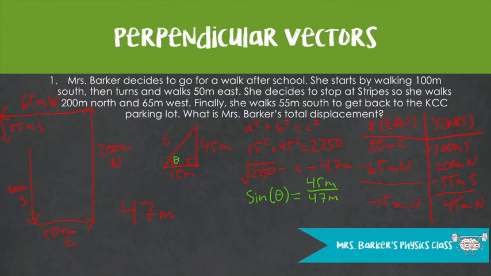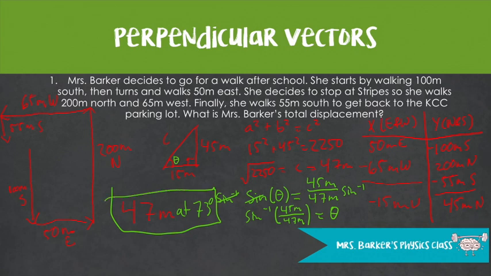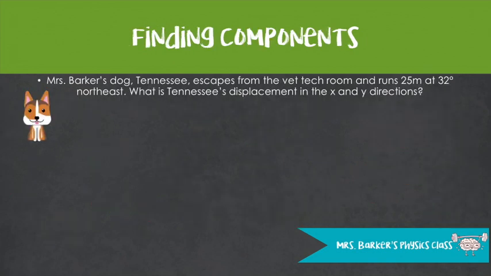In order to get theta by itself, I'm going to take the inverse sine, so sine inverse of 45 over 47 is equal to theta, and that should give me 73 degrees. So my total displacement after my walk is 47 meters at 73 degrees northwest.